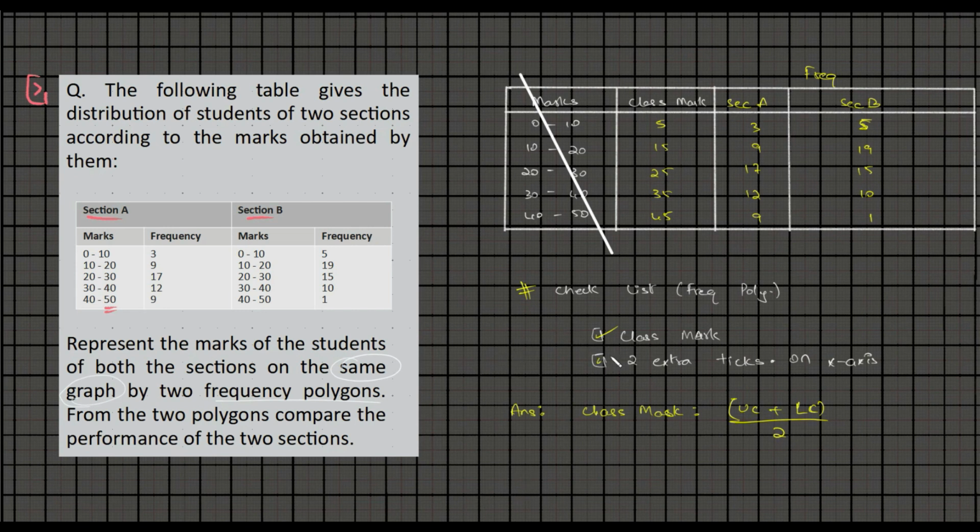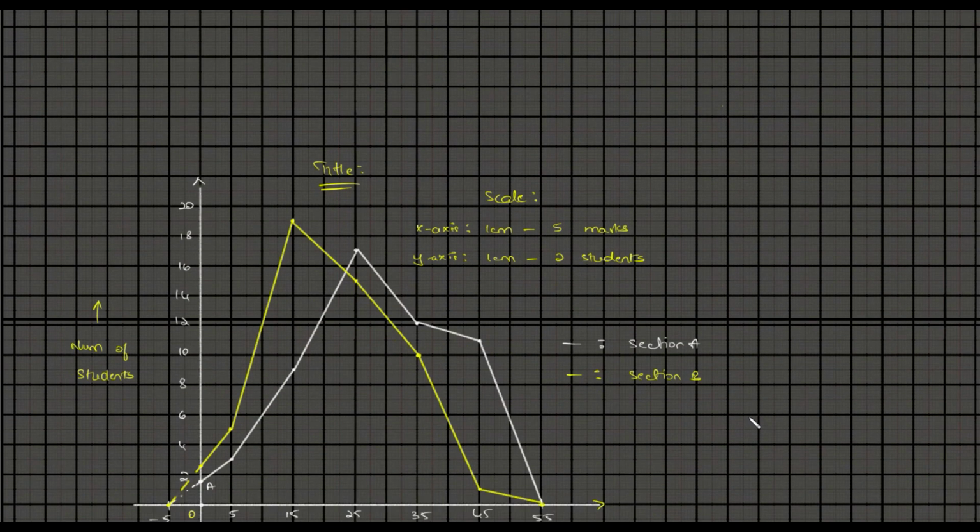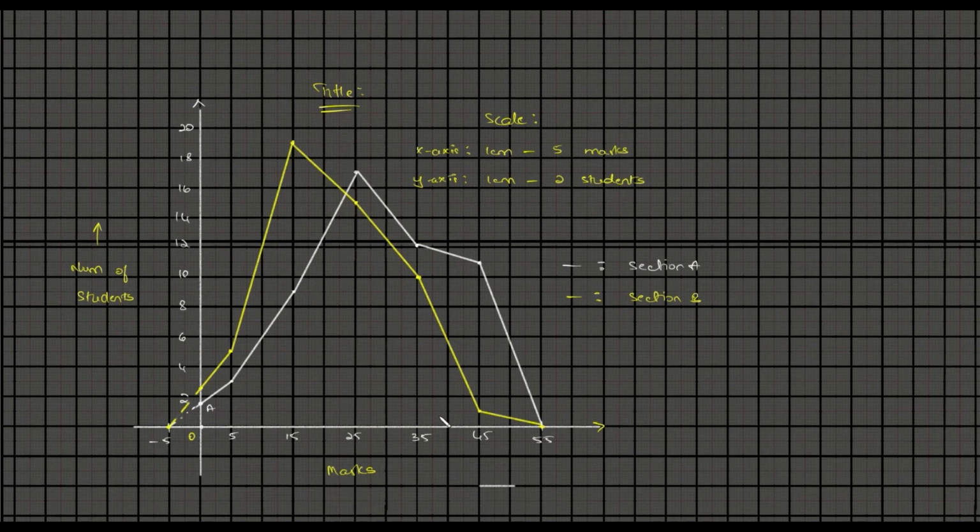Right, two extra ticks on the x-axis. We have done that, and this is your answer. Always start off with finding the class mark. This is the formula for the class mark, and then it's just a matter of deciding on the scale. This is for every graph, right? Histogram doesn't matter, whatever graph you go with. This has to be done for every graph. So this you guys have to get used to.